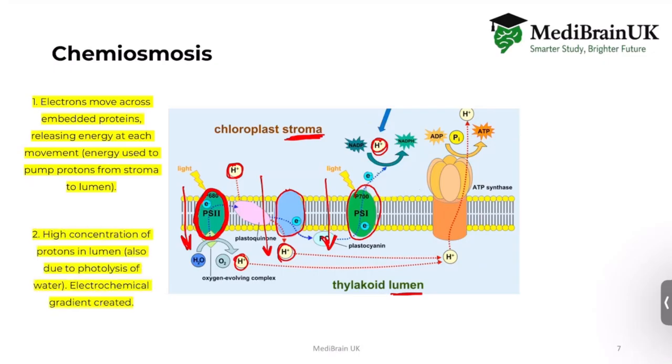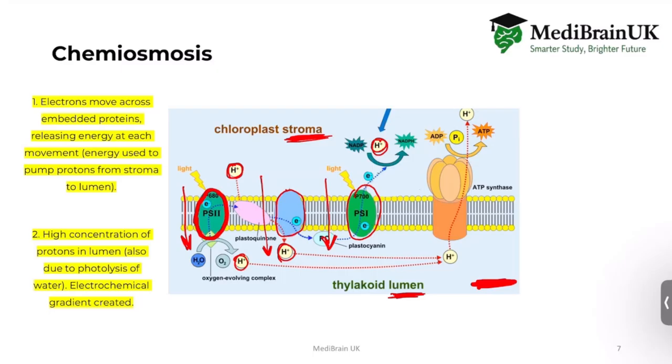This means that there will be a high concentration of protons, of hydrogen ions, in the lumen. So on this side, there will be more hydrogen ions present. Okay, and there will also be more hydrogen ions present because the photolysis of water is also occurring in the lumen. So what's happening now is an electrochemical gradient is being created. Now, what does that actually mean? That just means that there are more hydrogen ions on the lumen side compared to the stroma side, which means that there is a large difference of hydrogen ions.